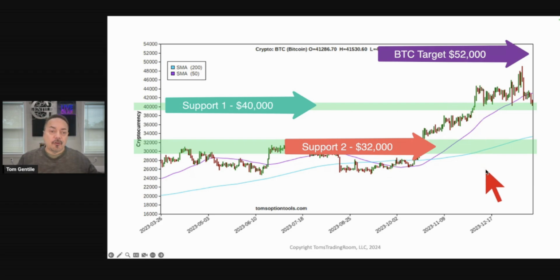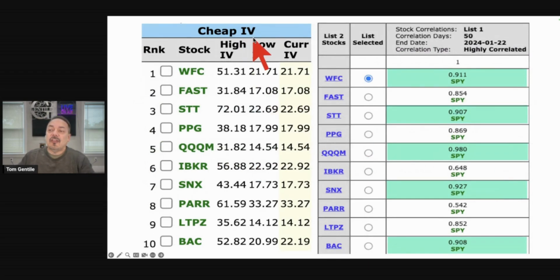Adding all this up, let's talk about the SPY one more time. If the trend is up in SPY, what stocks are most likely to go up? And then what call options might be the best ones to look at for those of you that like to trade calls? Well, what I did was I took the cheap IV list, all right, and I ran the cheap IV, and I see Wells Fargo on here, Fastenal, PPG.